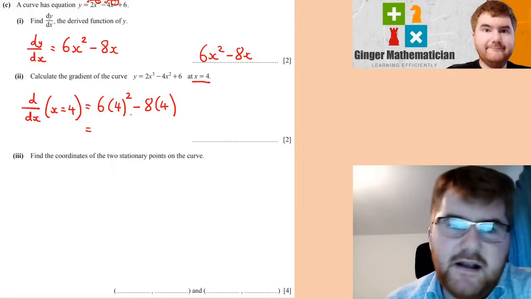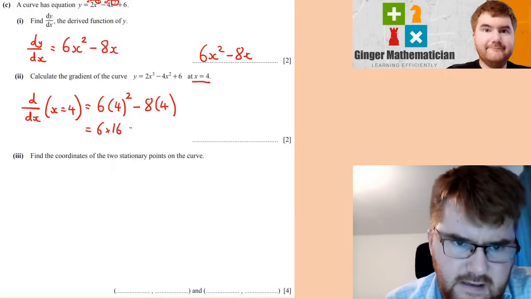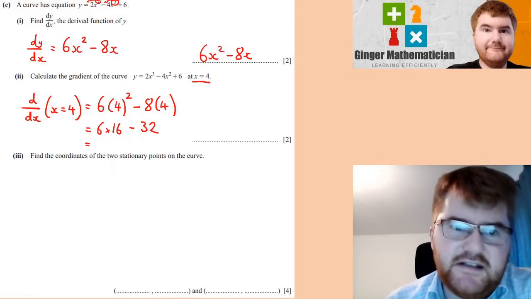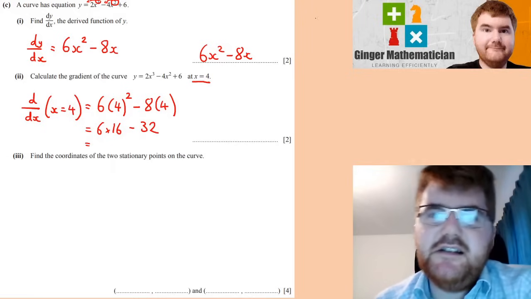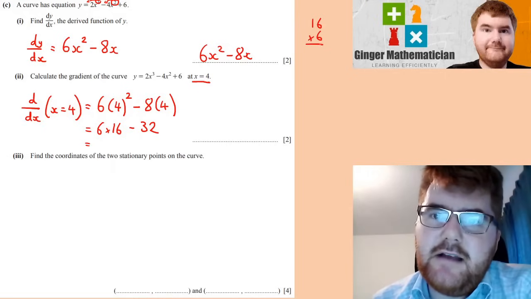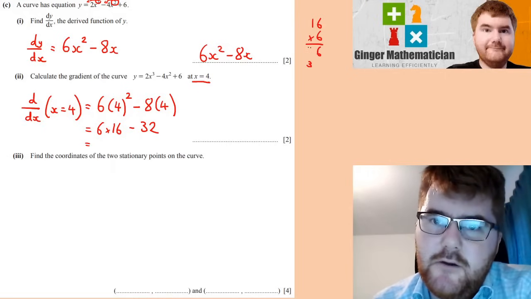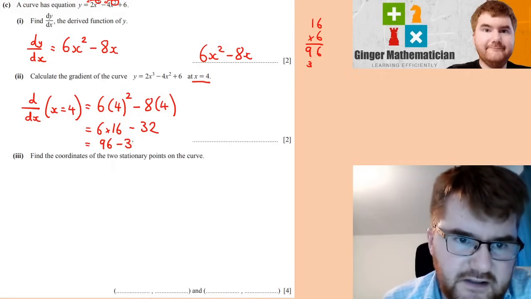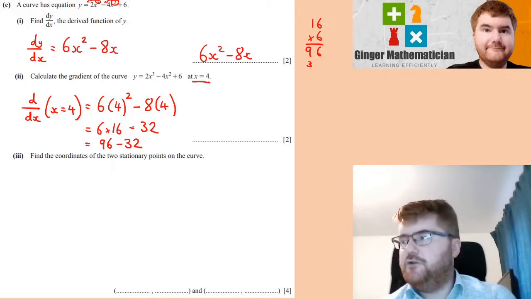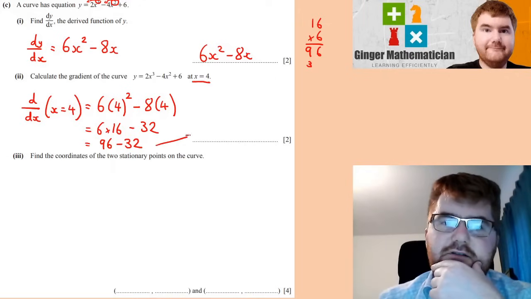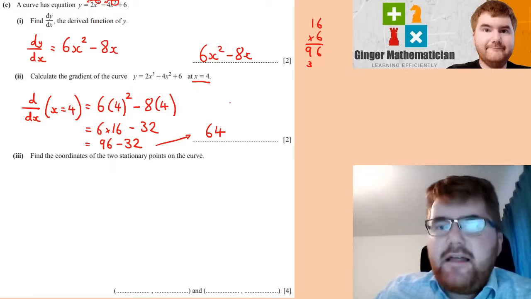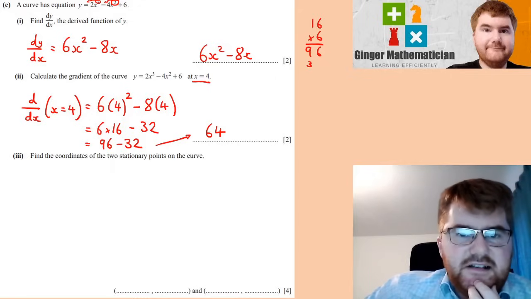And remember our big maths, so 4 squared is equal to 16. 8 times 4 here is equal to 32. And now we just need to do this calculation here, so 16 times 6. Now, again, we've got a calculator, but you can always do it manually this way as well. This gives you 96. So then 96 minus 32. Again, any of this can be done on your calculator as well. And this gives you the final answer of 64. So the gradient at that particular point is equal to 64.